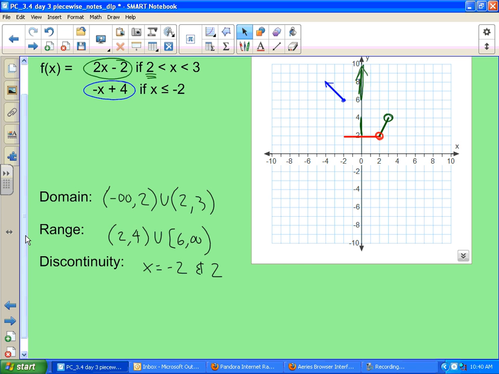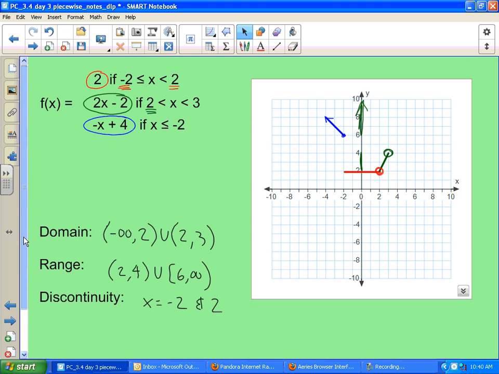That was a little tricky. Any clarification we need to make on this one? Yeah, the domain and range. So the domain and range part of it?